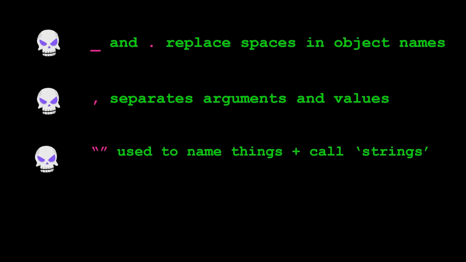Next, we have the quotation marks. These are used to name things, aka characters. They might also be known as strings.